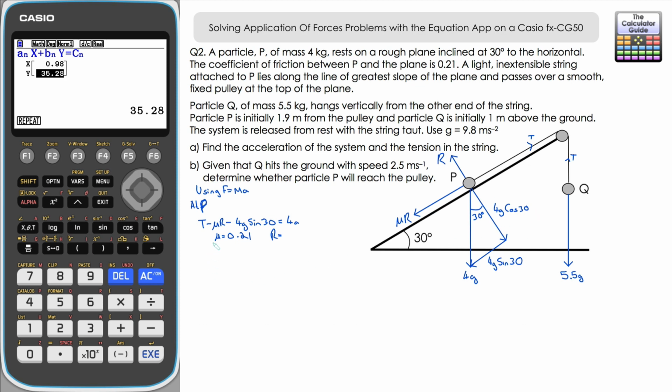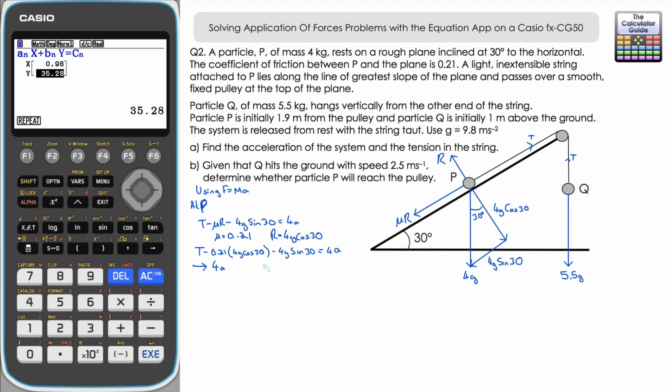So the reaction force there must equal 4G cosine 30. So now we can fill in μR. Let's just write out what we've got. I'm just going to use brackets here to separate it out. T minus 0.21 times 4G cosine 30, still minus the parallel component of the weight, minus 4G sine 30 equals 4A. And then lastly, I'm going to rearrange it so that the two unknowns are on the same side.